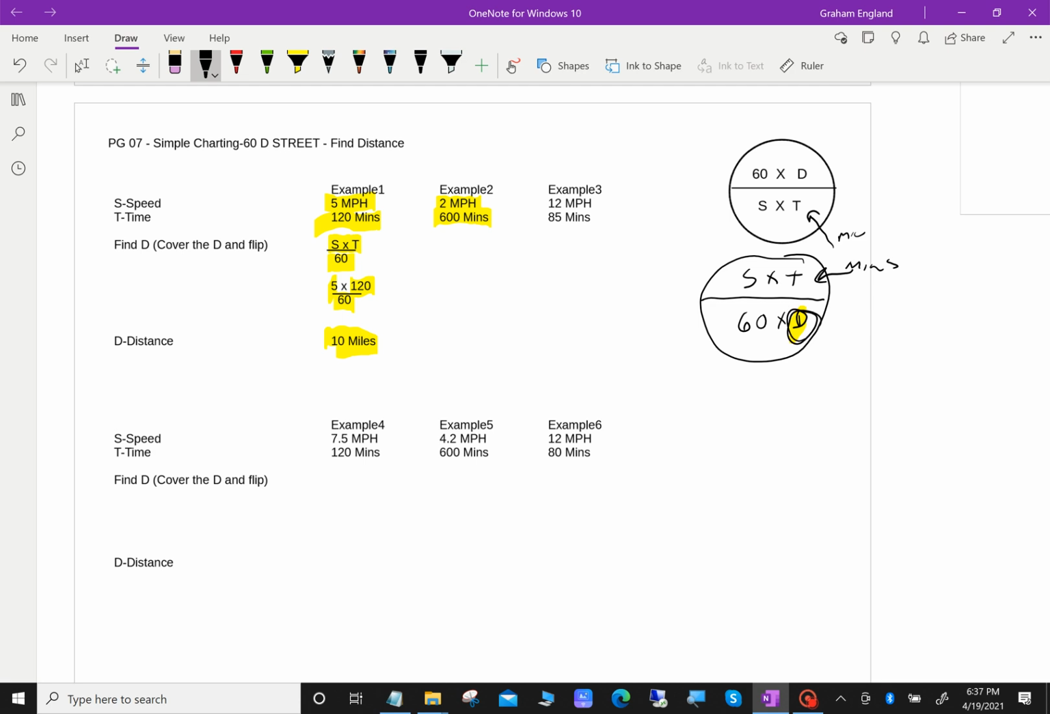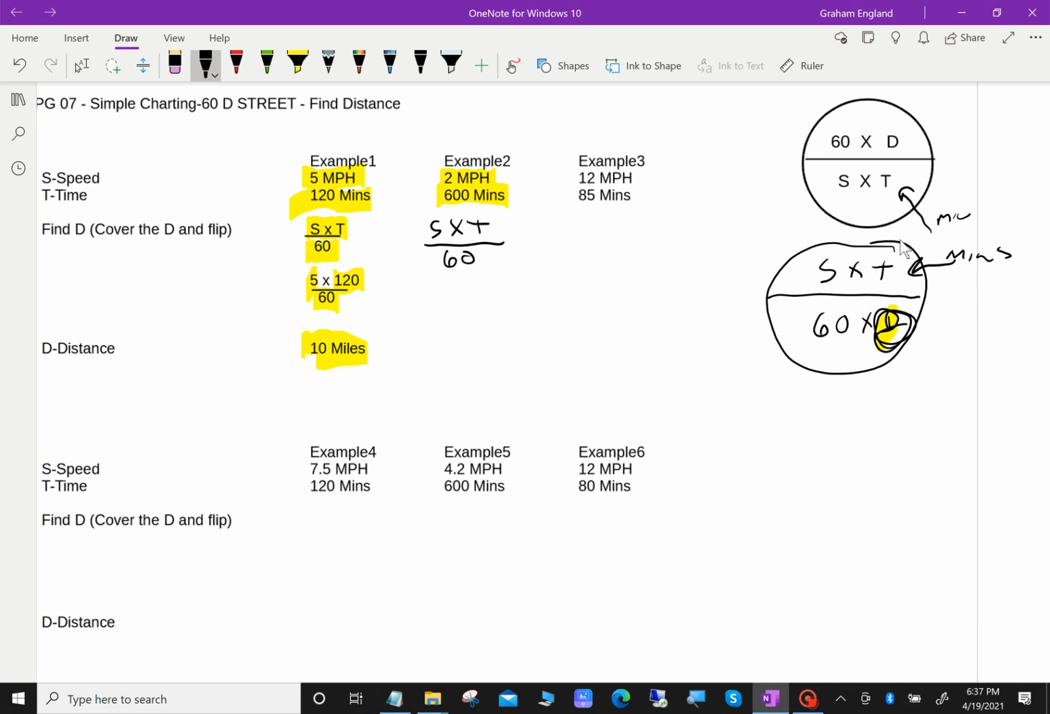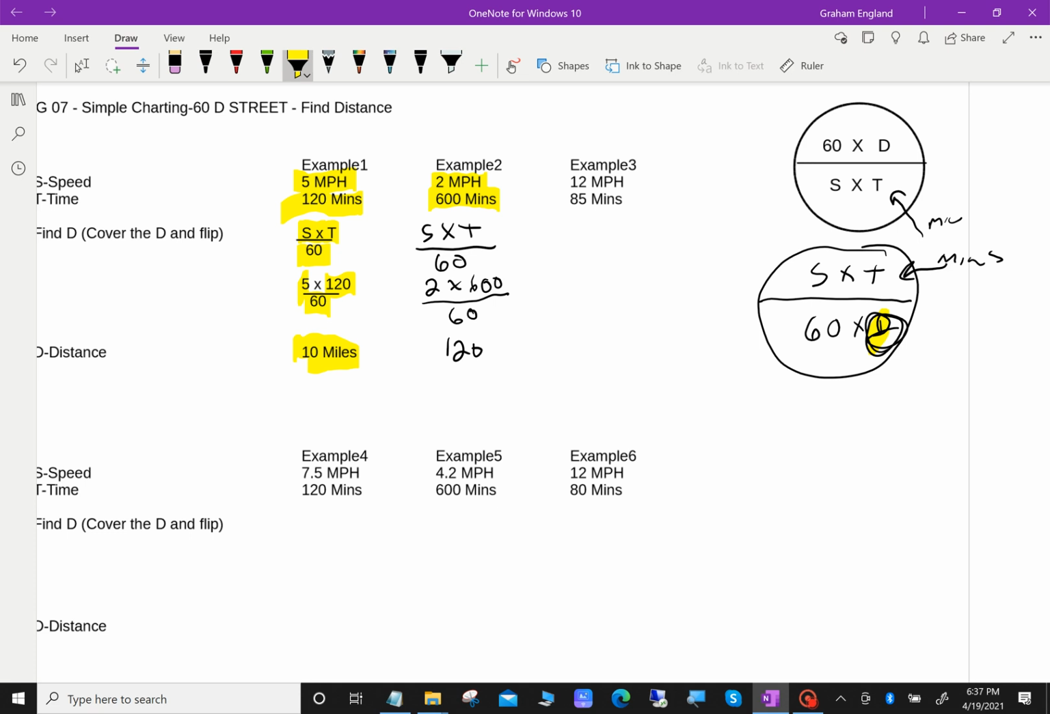So at 2 miles an hour, 600 minutes, how do we do this? We cover up the D like we've always done, cover up what we're looking for, and we do S times time, speed times time, divided by 60. In this case, speed is 2 miles an hour. Time is 600 divided by 60. And if we do that calculation, 2 times 600 divided by 60 gives us 120 miles. Perfect. Let's do the next one.